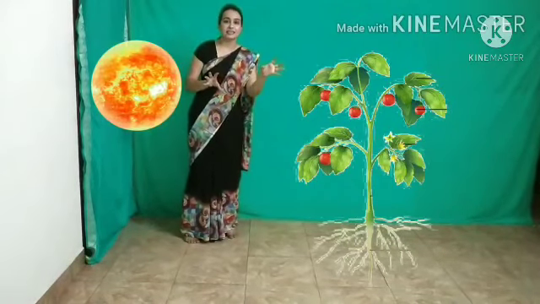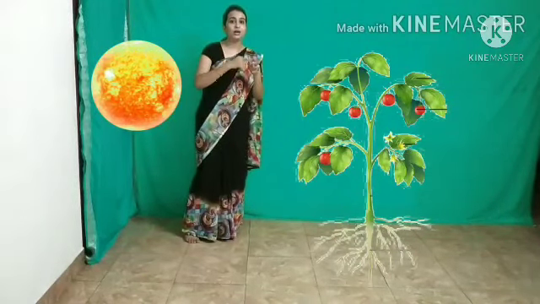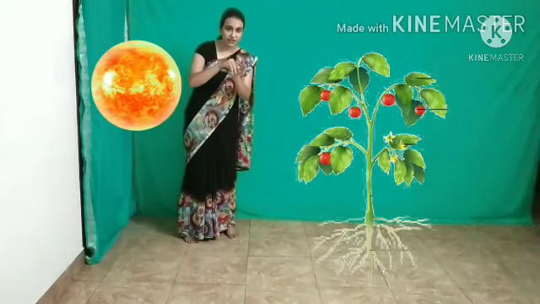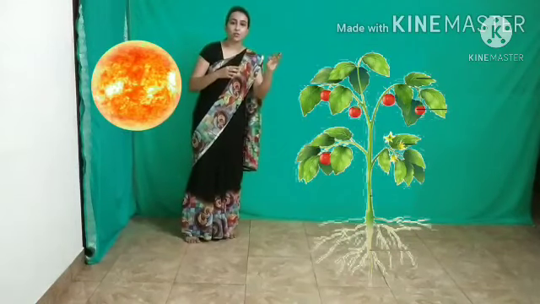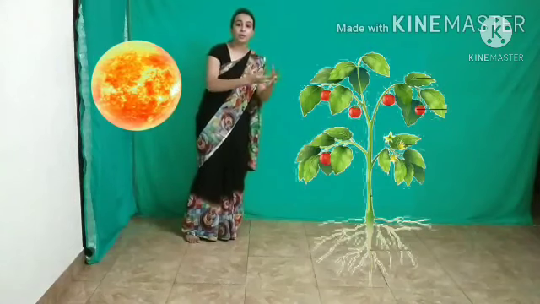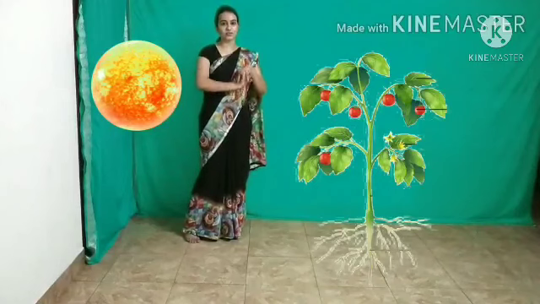So what is the meaning of photosynthesis? Photo means light. Synthesis means mixing together. So in the presence of sunlight, the air and water are mixed together. After mixing, they produce the yummy food called starch or glucose.